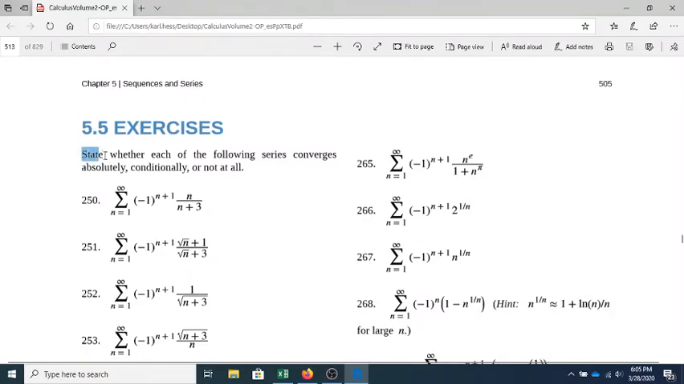They all have the same instructions. Notice the word "state." The word "state" is the book's way of saying, we don't need you to do a proof, we just want you to figure out the answer. Sometimes that's okay, but again, you have to go by the instructions. State whether each of the series converges absolutely, or converges conditionally, or doesn't converge at all.